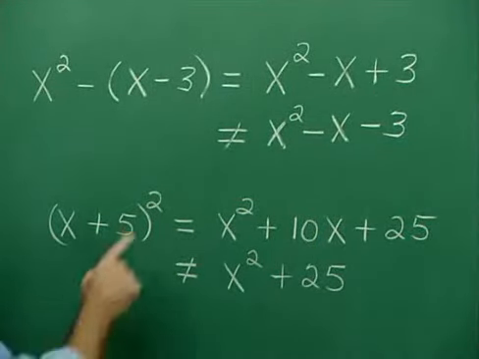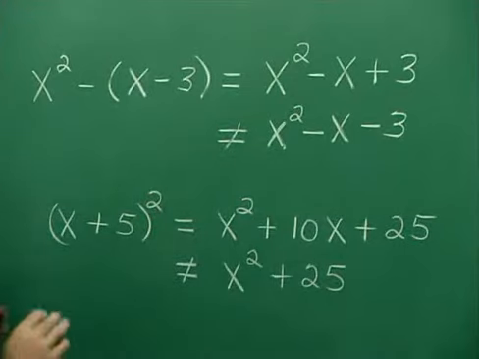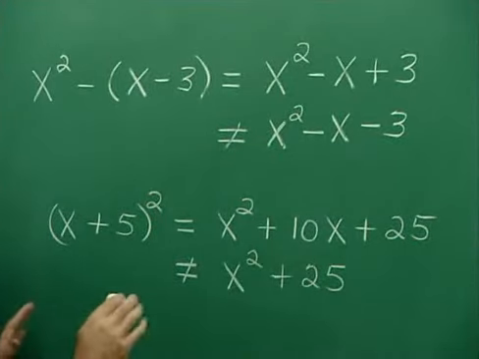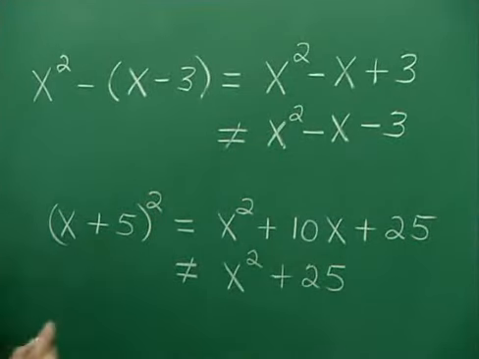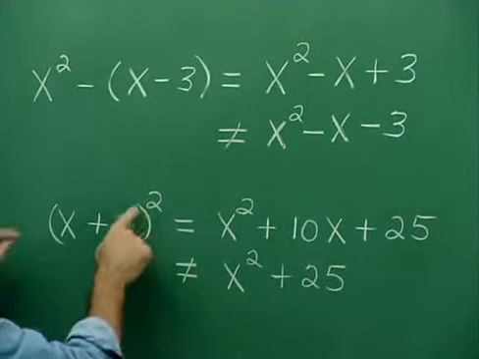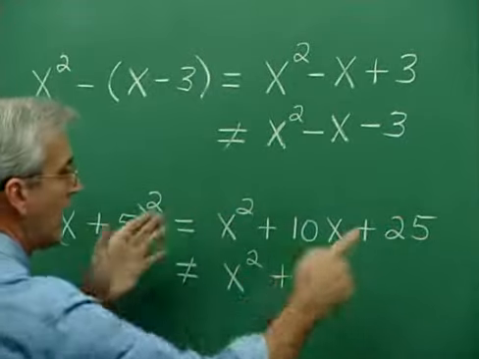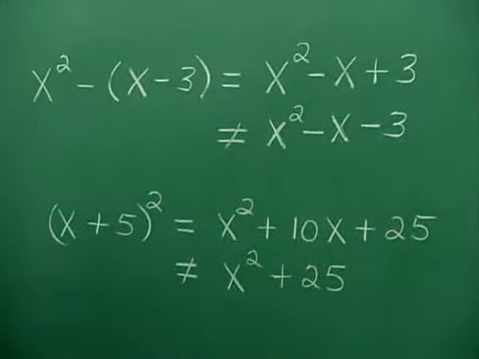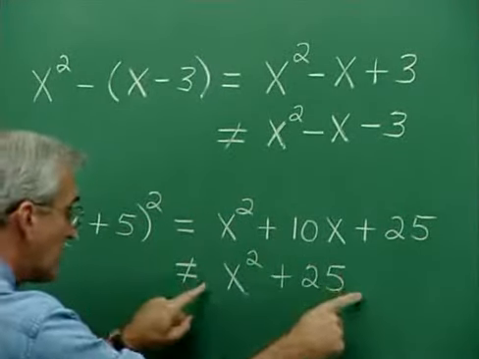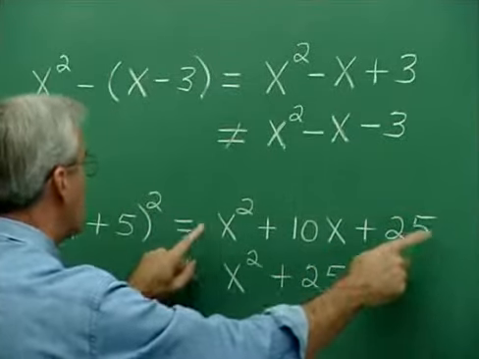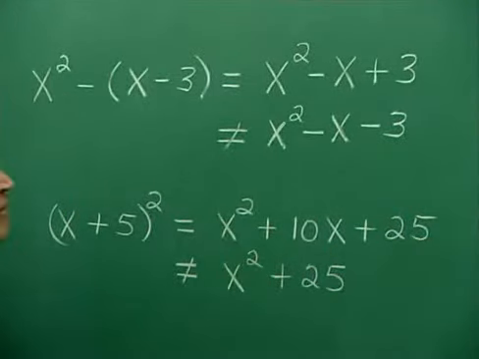Another mistake is in squaring binomials, where we think the fast way must be to just square the two individual parts, when in fact we have two factors of the binomial, and if we use the FOIL method, we end up with a trinomial as the result. So the mistake is this, and this is the correct result of squaring the binomial.